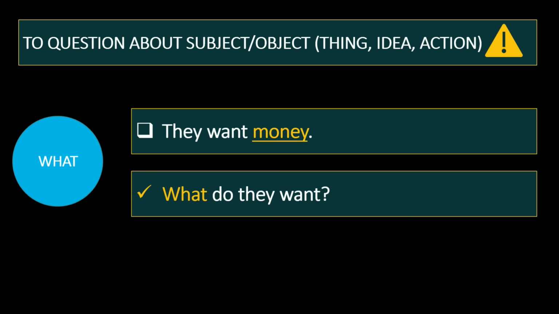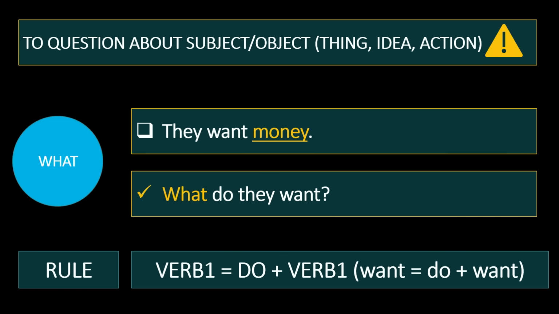Now here is how we question. What do they want? Again, we need the help of this rule. Want can be split into do and want, and you place the subject between them. What do they want? The answer is money.